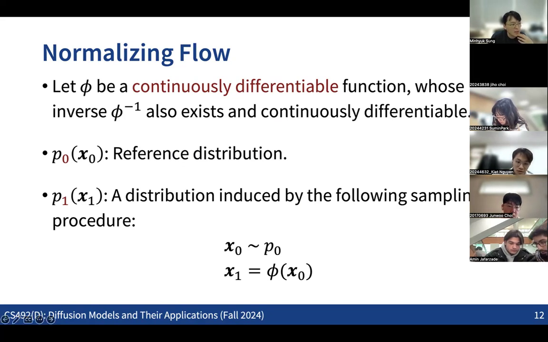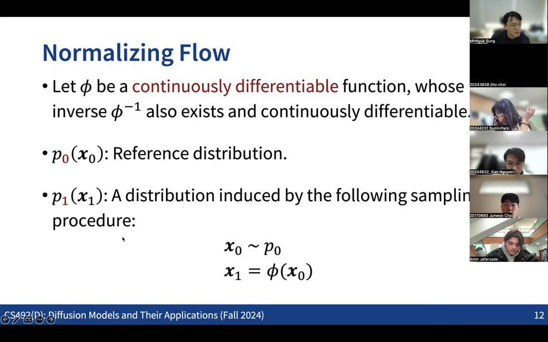Given a reference distribution, P0 here, we are using a changed notation, right? P0 is now the reference distribution, which is typically the standard normal distribution. From that, we are also going to define the distribution P1, which is a distribution induced by following the sampling procedure.